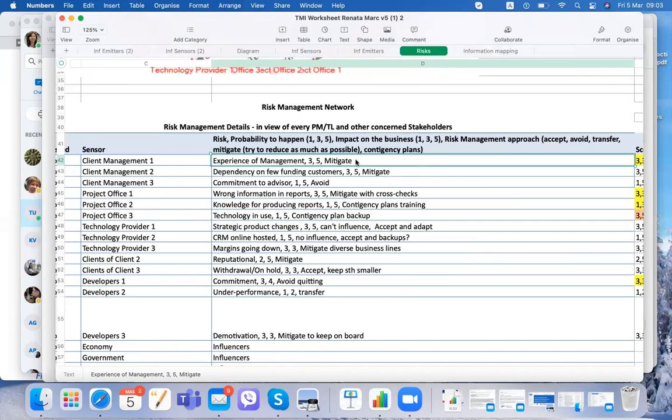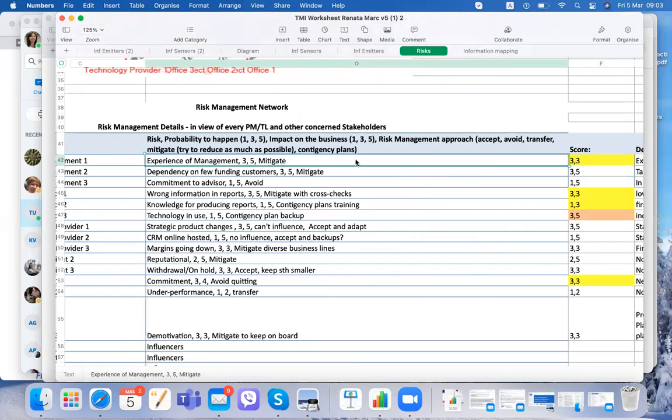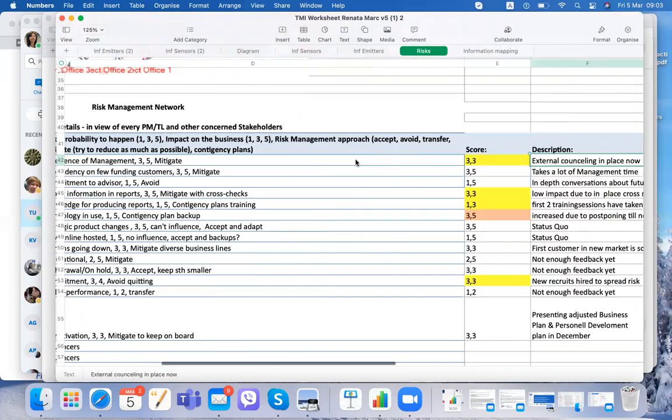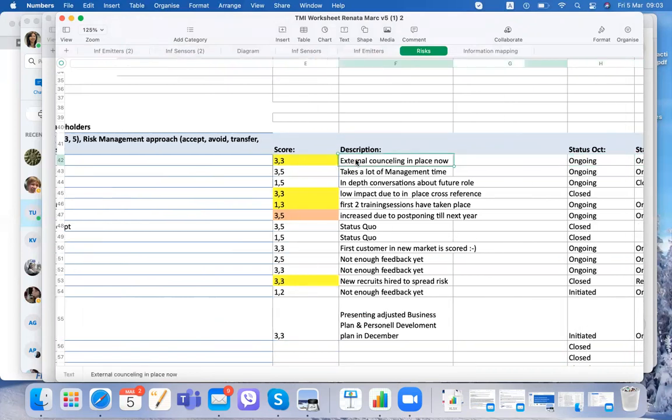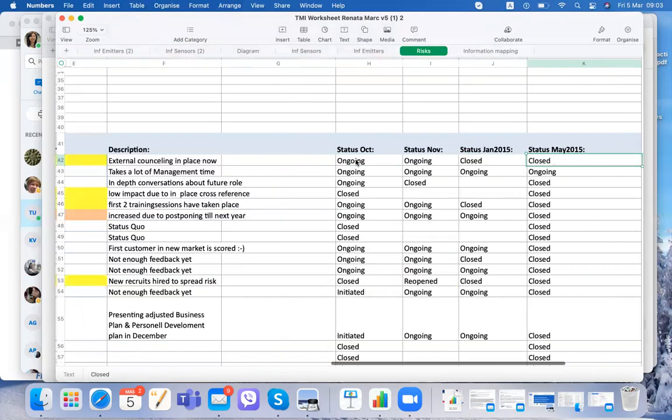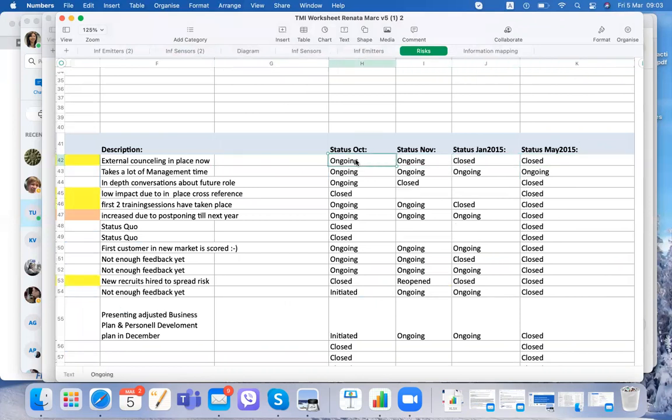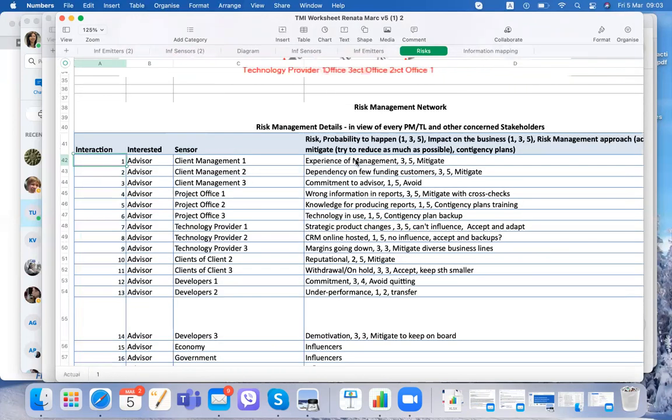And what does he do? Mitigate. How? Try to help them with some decision making, try to revert some points, raise the issues proactively, etc., and then external counseling and stuff like that. And what are the statuses of these risks? So ongoing or closed, maybe.